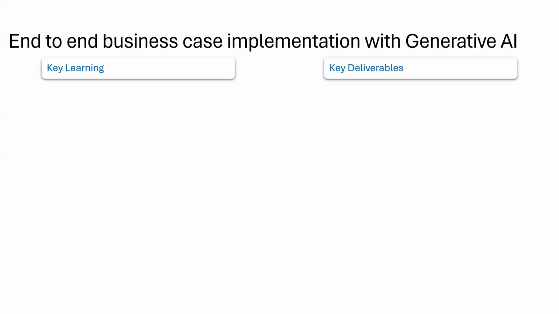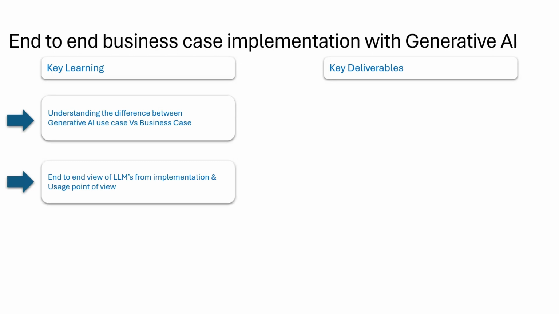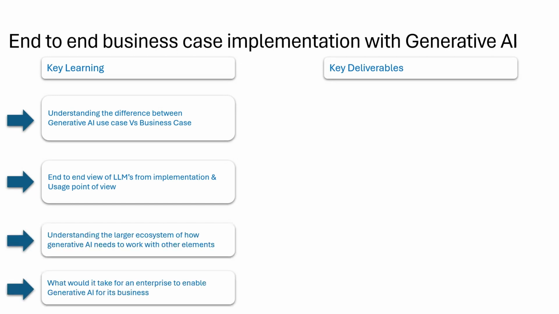So just to understand what are the key learnings and the key deliverables out of this exercise, it will include the understanding of a business case and the difference between a use case of a generative AI versus the complete business case. You will understand an end-to-end view of how an LLM is implemented. You will also understand the complete ecosystem of a generative AI application from a business angle. And then, of course, how to take that further for an enterprise.